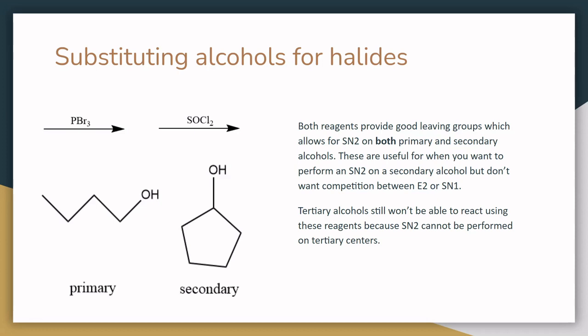These new reagents can react with both primary and secondary alcohols. The important thing here is that these reagents are able to perform SN2 reactions on secondary alcohols without any competition from SN1 or E2. This is because these reagents provide a good leaving group that pretty much guarantees an SN2 reaction, even on a secondary alcohol. It's not important to know the mechanisms for these reagents, but just know that they will do an SN2 on a secondary alcohol. Again, tertiary alcohols cannot react with these reagents because SN2 does not work on tertiary centers.